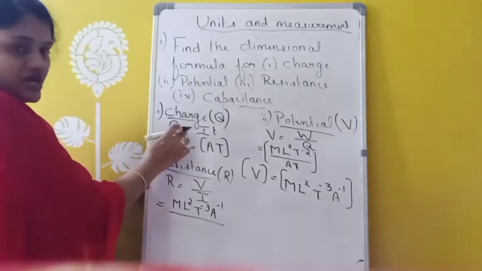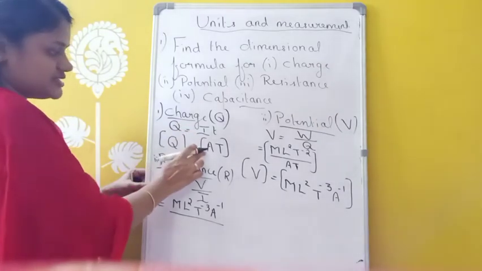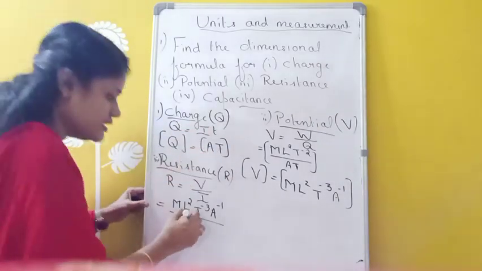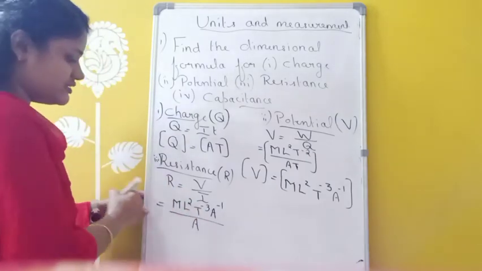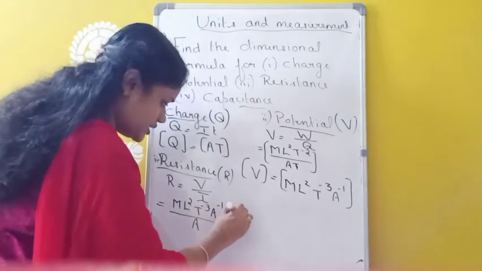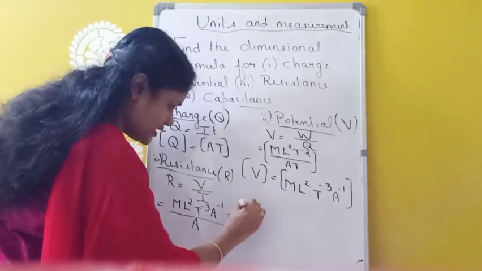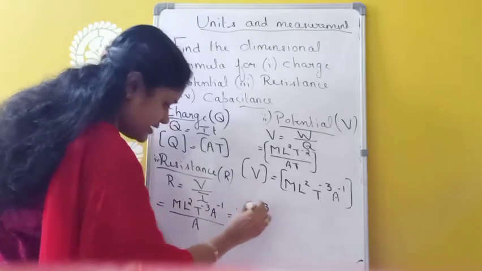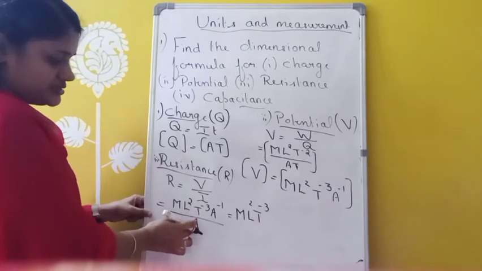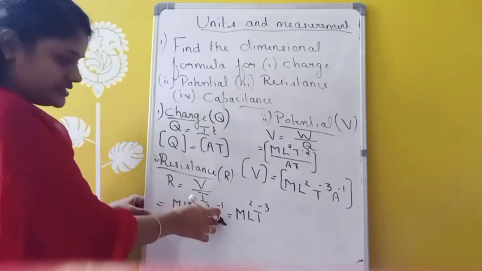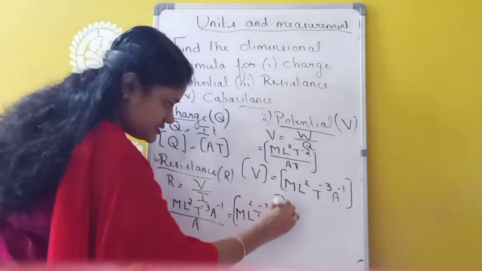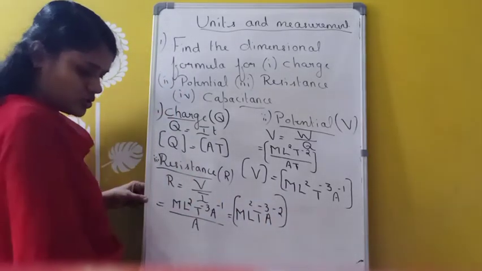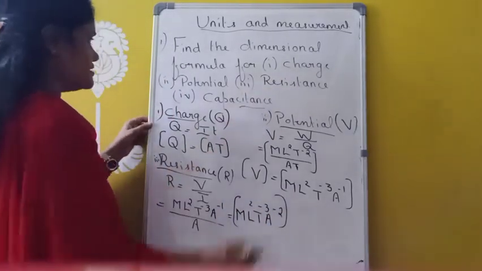Current equals charge by time. Okay. Charge by time means what is A into T by T. That means A. Current dimension is simply A. We can write simply it is a fundamental quantity only. So divided by A. That means it is equivalent to M L square T raised to minus 3. Here A raised to minus 1. This A also will be coming in the numerator. That becomes A raised to minus 2. Okay. And we have one more quantity, that is capacitance. This capacitance I am writing here.